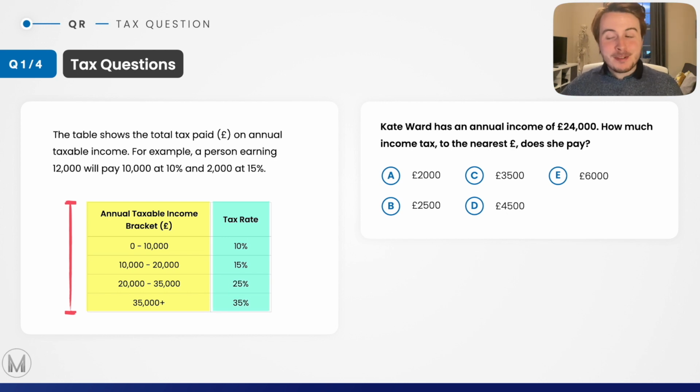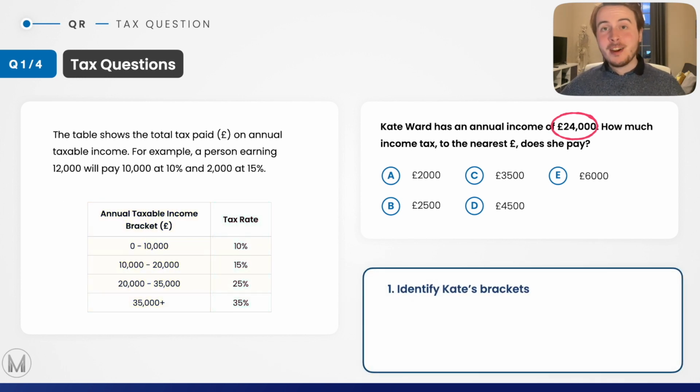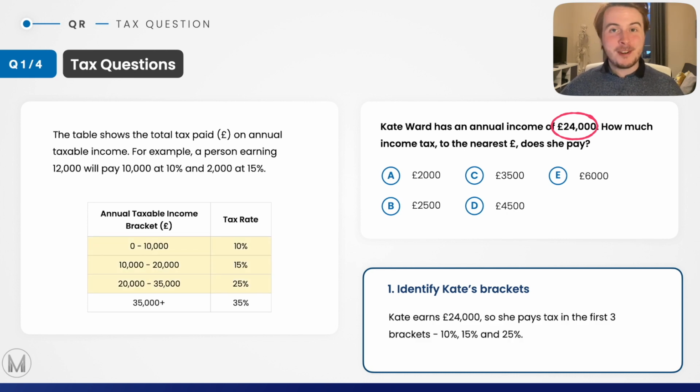So how do we actually break down this question and go about it? Well, the first thing we want to do is actually look at who are we talking about. So we're talking about Kate, who makes a very hefty 24 grand a year. Good for her, wonderful. So we're going to think about what bracket she lies within. So we can see that she definitely has money within the 0 to 10,000. She has money also within the 10 to 20,000. She also actually makes it into the third tax bracket, that 20 to 35,000. So Kate covers all three of these tax brackets. So we're going to have to use all three of those tax rates, our 10%, our 15%, and our 25%.